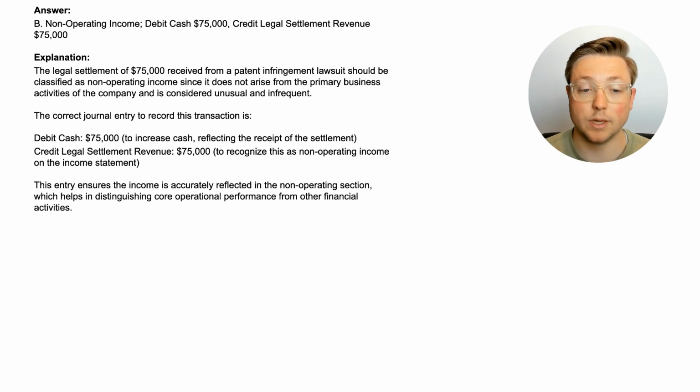So to correct that, we debit cash because they received that $75,000. Again, that's on the balance sheet. A lot of times, things are connected between the balance sheet and the income statement because it all flows together. And then they have to credit the legal settlement revenue for $75,000 because, again, that should have been recorded, but it's going to be under the non-operating income.